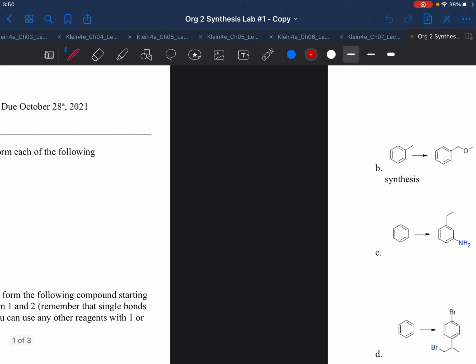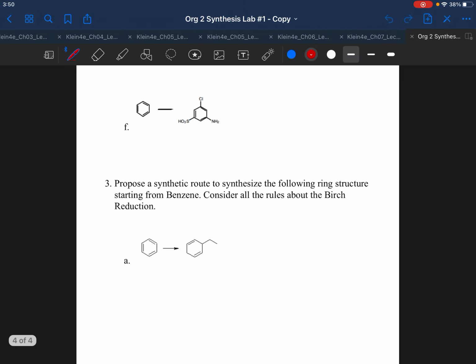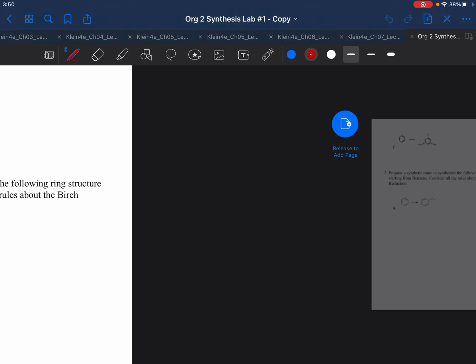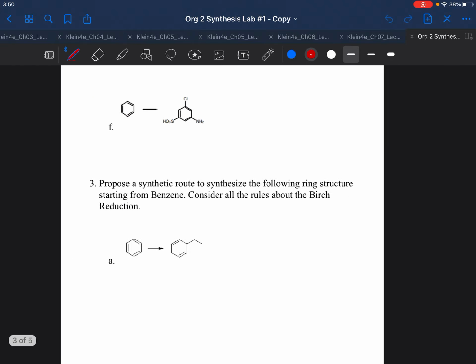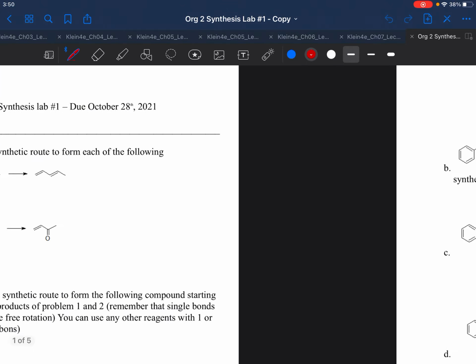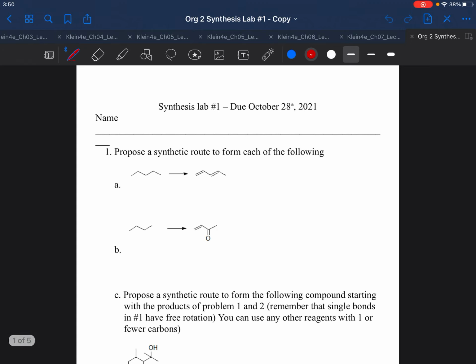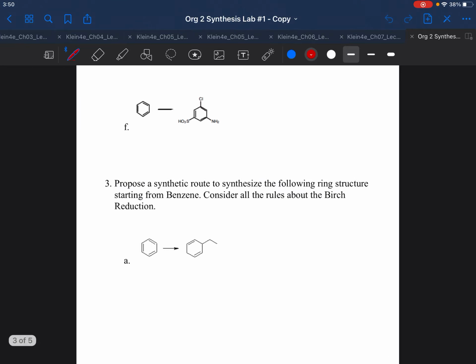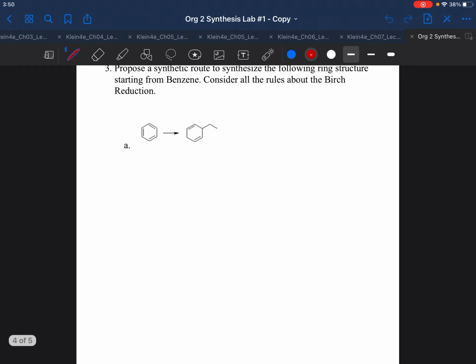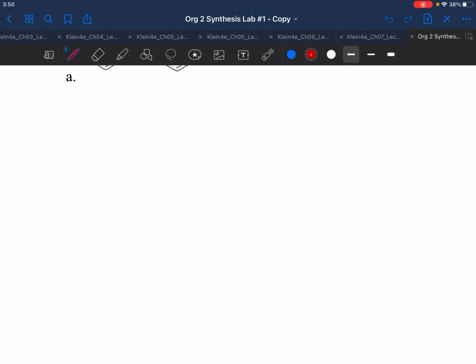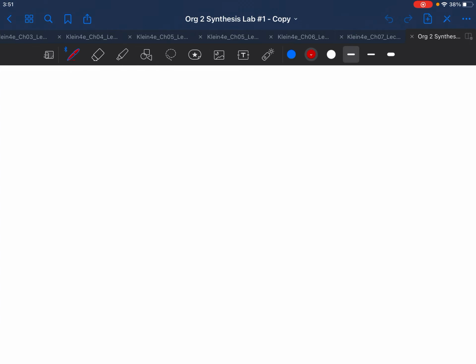So before we get into a specific problem, I did want to talk just a little bit about how to approach synthesis problems. This is something you should have covered in Organic 1. I know we do it in Organic 1. I'm just going to use a blank page here.